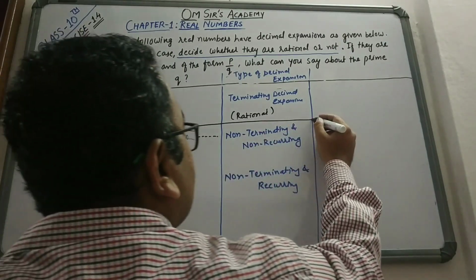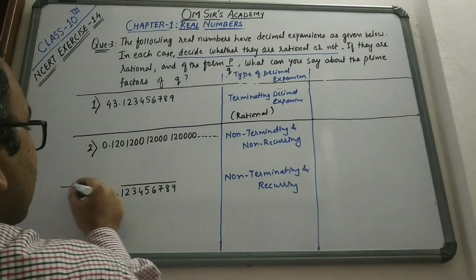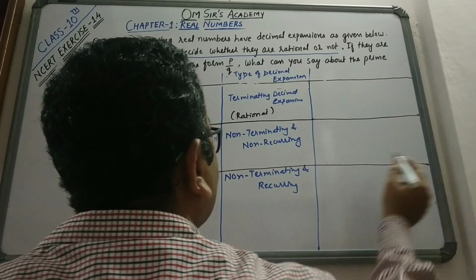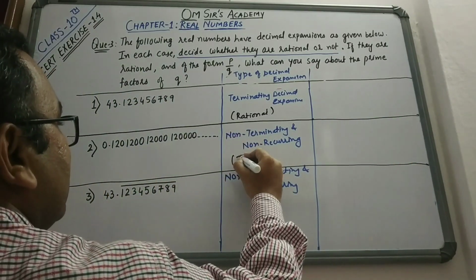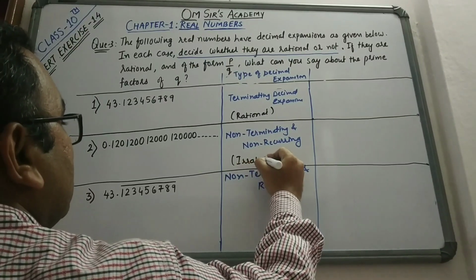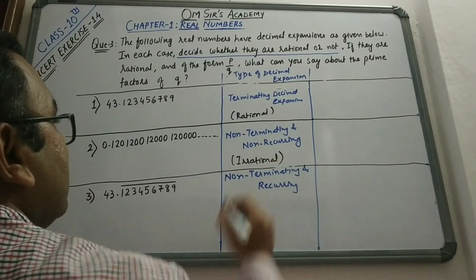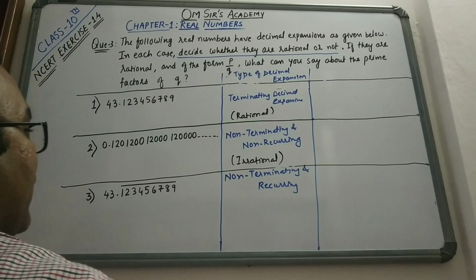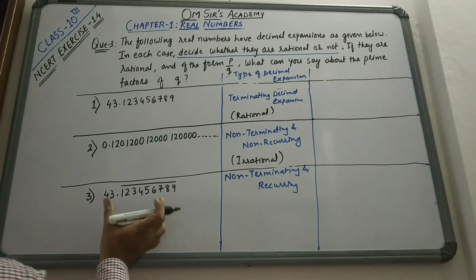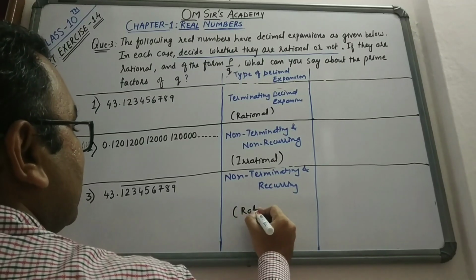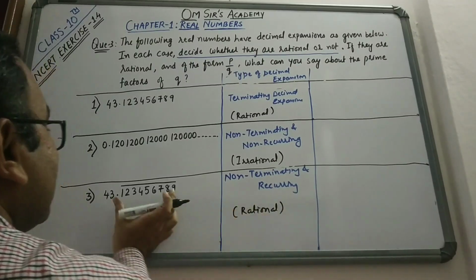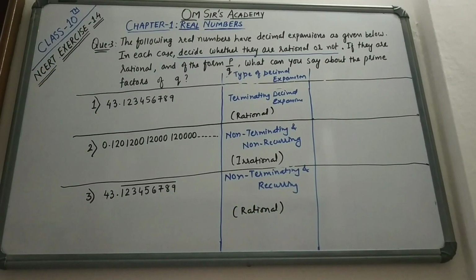What about the other one? Second one is non-terminating and non-recurring. So in this case it is an irrational number. It is an irrational number. Okay, and in the third case it is non-terminating and recurring. So again it is a rational number. Whatever digits we have under the bar, okay, so it is a rational number.